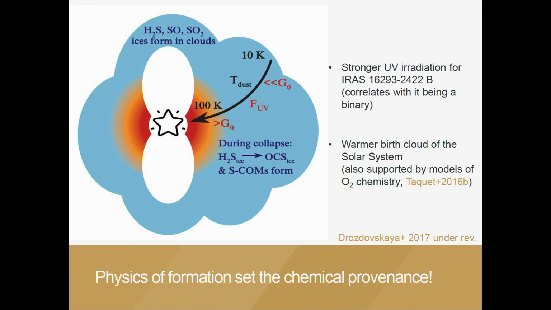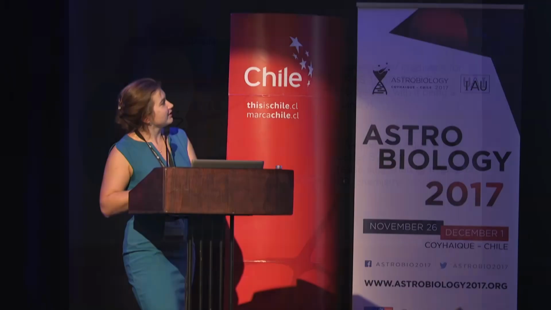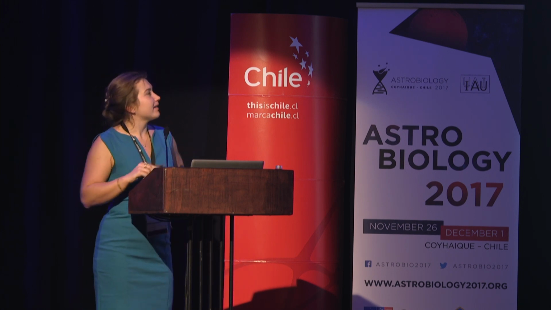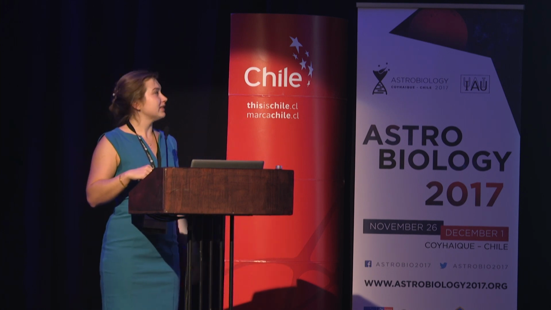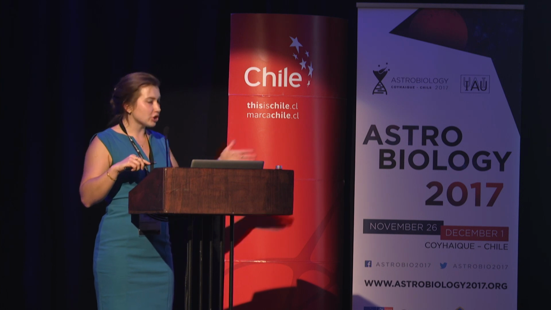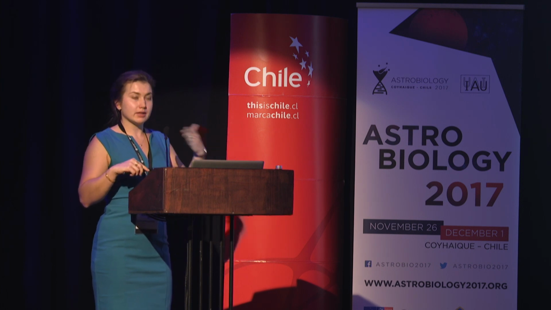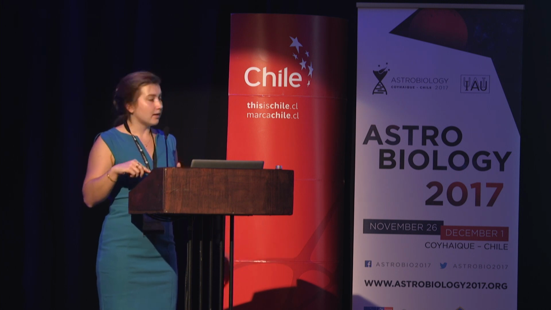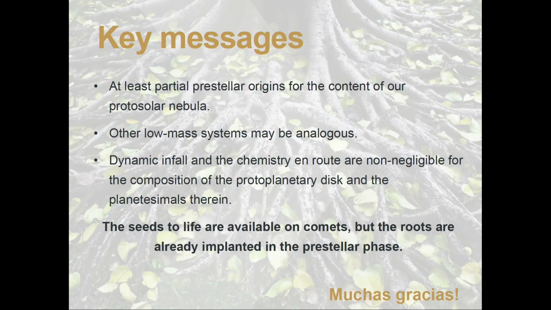So then I will jump to my conclusion slide. One back, yes. So I think I was trying to convince you that there's at least partial prestellar origin for the content of our own protosolar nebula. I've also hopefully convinced you that other low-mass systems can be analogous to our own solar system, and this collapse in chemistry en route is very important. So the seeds of life are available on comets, but the roots are already implanted in the prestellar phase. Thank you very much for your attention.